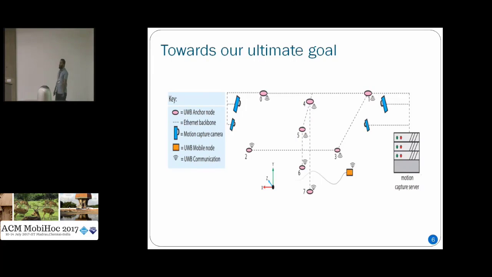Towards our ultimate goal, we built a test bed. This is a schematic of our test bed: a bunch of static nodes and a bunch of mobile nodes. And we have a motion capture system for localization ground truth, which is capable of 0.5 millimeter localization error.